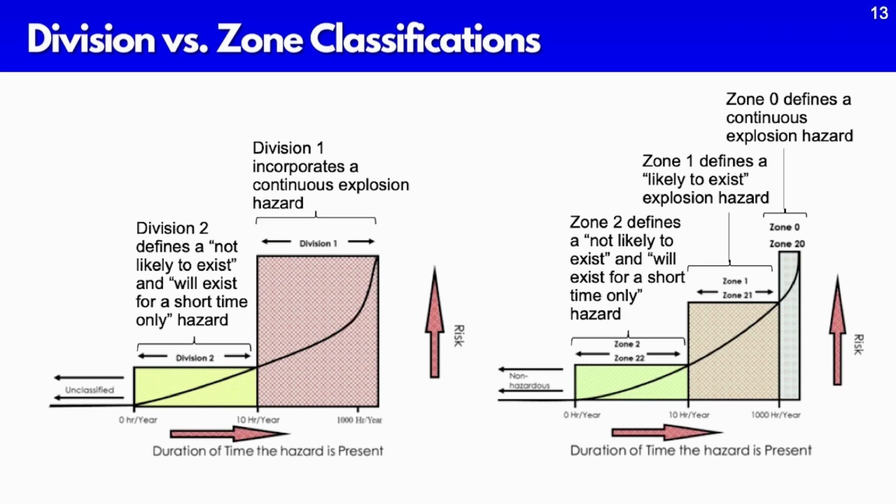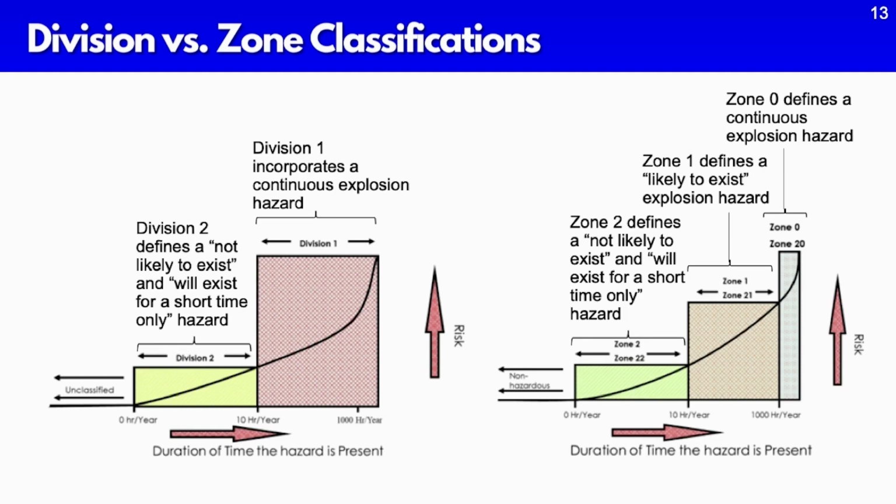Using this knowledge, we can deduce that a product suitable for Class 1 Division 1 will be suitable for Zone 1. This, however, is not true for a Zone 1 product being installed in a Class 1 Division 1 location. The definition for Class 1 Division 1 incorporates both continuous and likely to exist criteria. Zone 1 equipment is not intended for continuous gas environments.